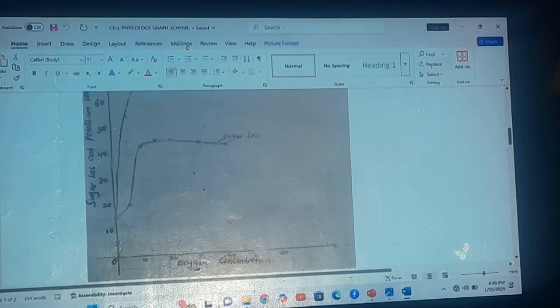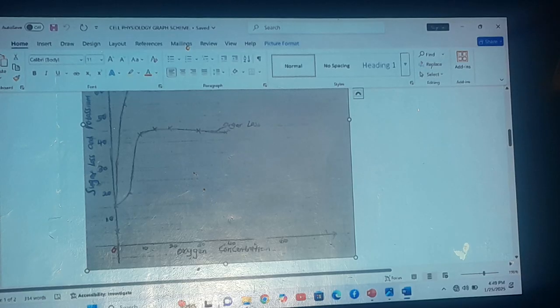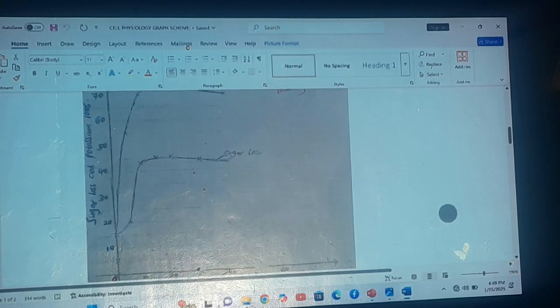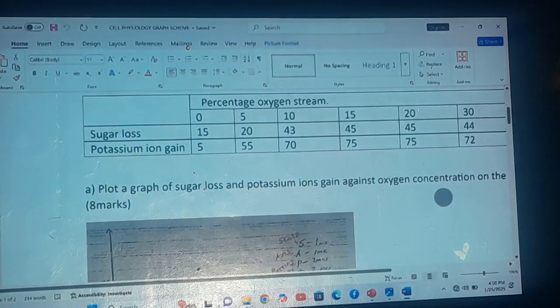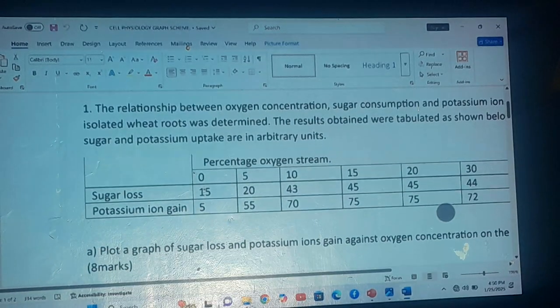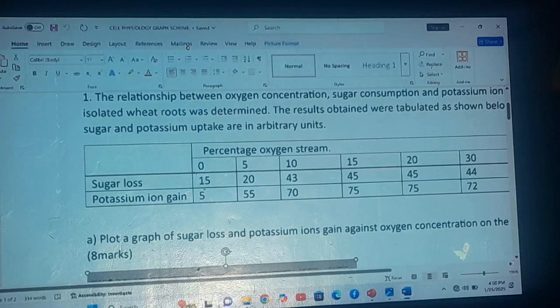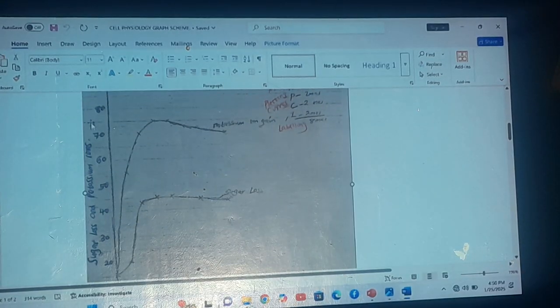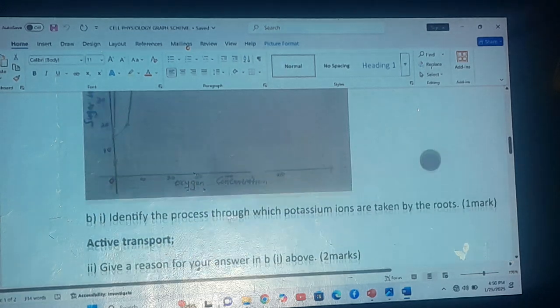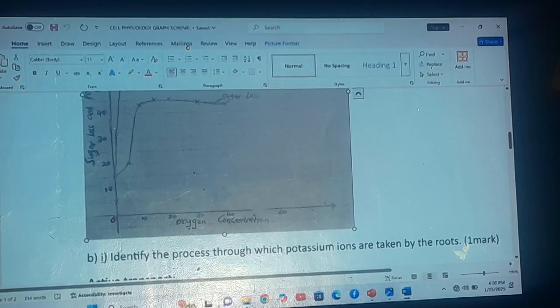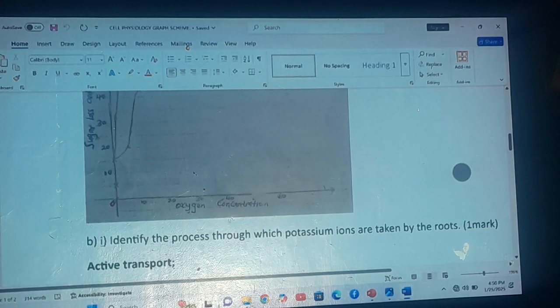So your graph should not end at your end value. It should extend. We have the sugar loss and the potassium ion gain, and those should be in arbitrary units. So here you should add in arbitrary units. Then we have oxygen concentration in percent. So this one is incomplete. We are saying oxygen concentration in what? Percent.